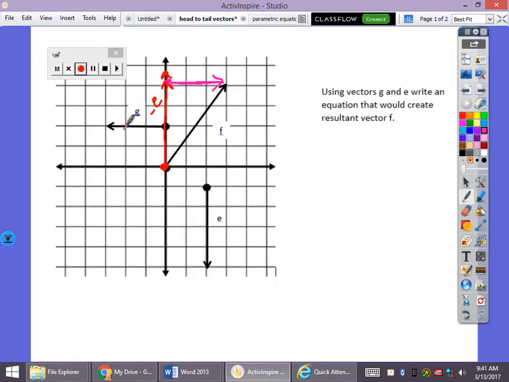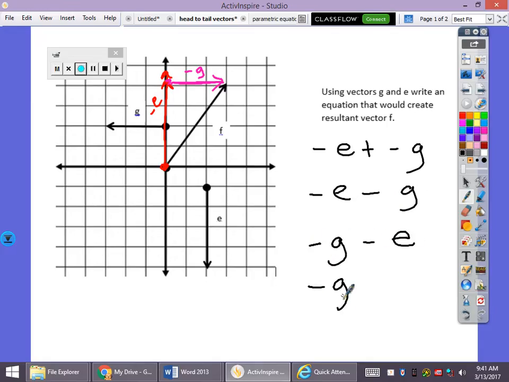Sorry, did you say G? Is it G or negative G? Negative G. Good job. So you could have written it as negative E plus negative G, negative E minus G, negative G minus E, negative G plus negative E.